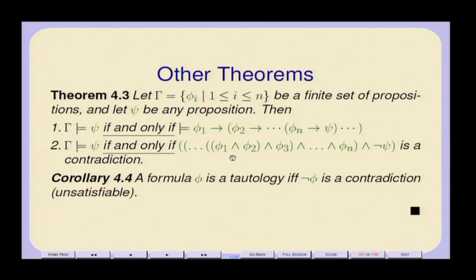And similarly, here is the next one where we construct this entire formula, negate the conclusion and put a conjunction of all of that, and this entire formula should be a contradiction. Then we would say that psi is a logical consequence of gamma. One thing is of course, a formula phi is a tautology if and only if the negation of phi is a contradiction.